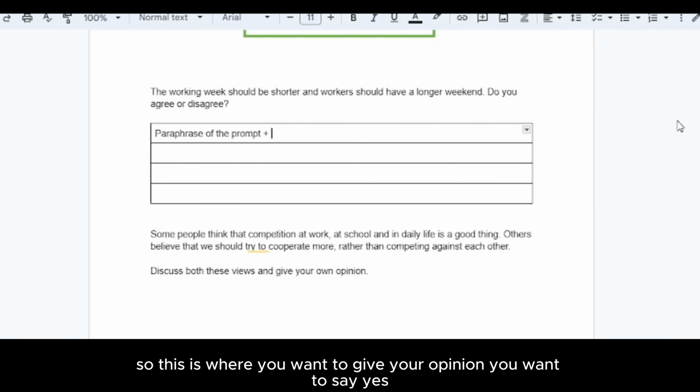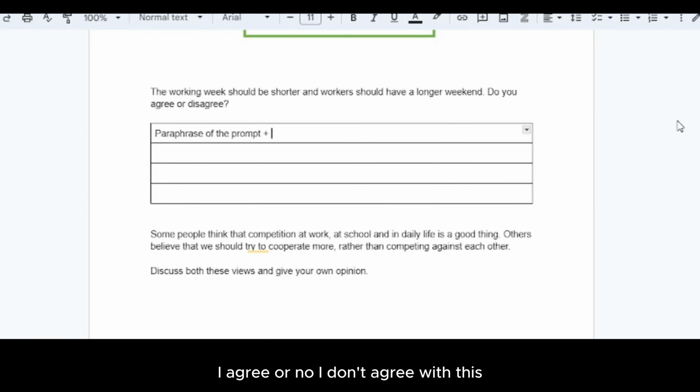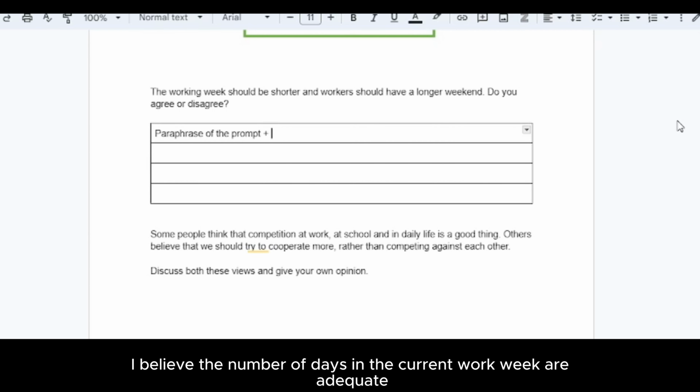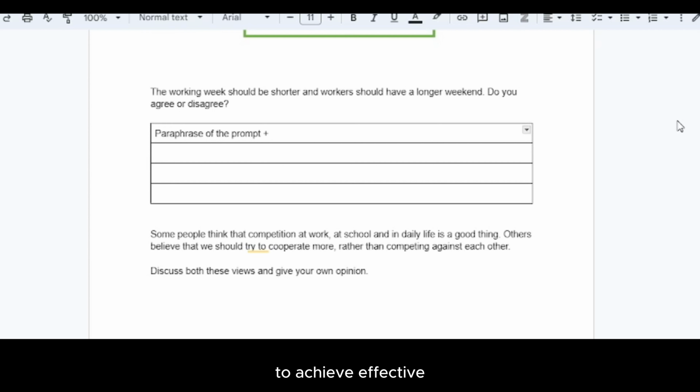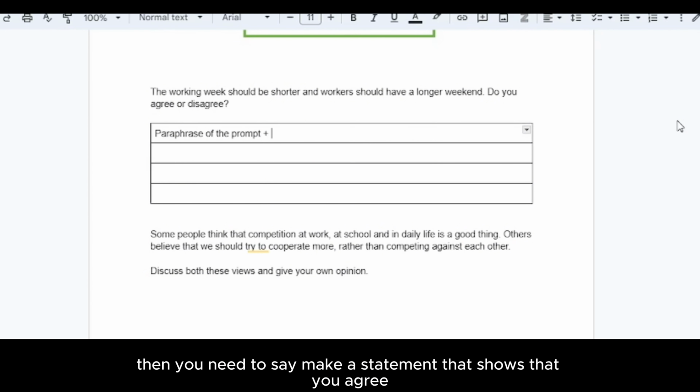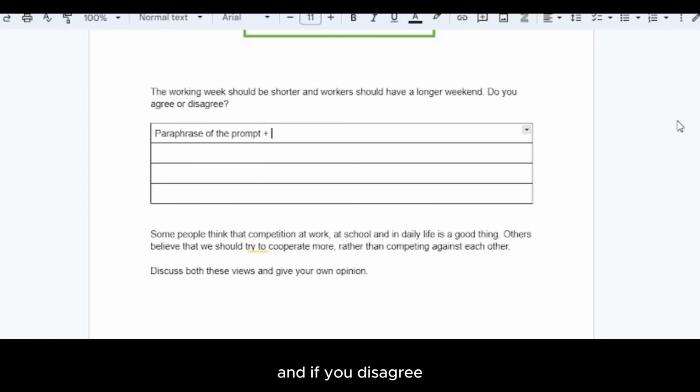You want to say, yes, I agree, or no, I don't agree with this. I don't believe we need a shorter work week. I believe the number of days in the current work week are adequate to achieve effective results for businesses. Okay, something like that. That's what you want to say, or the other way around. So depending on what you think, if you agree, then you need to make a statement that shows that you agree. And if you disagree, this is where you want to make a follow-up statement that shows you disagree.